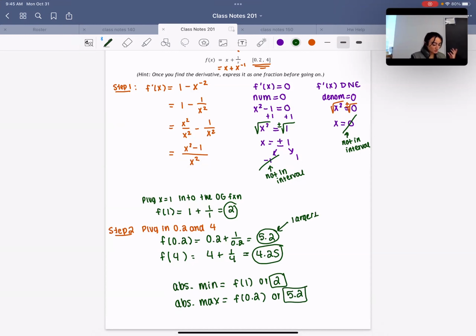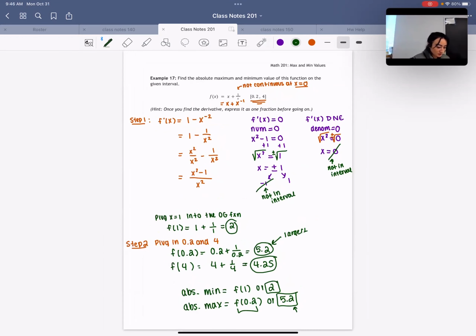Can I say that 0.2 is the absolute max? No. You can either say 5.2 or f of 0.2. Don't say that 0.2 is the absolute max, because that's an x value. When we talk about the absolute max, we're talking about y values. So either f of 0.2 or 5.2. Don't say 0.2. Any questions on example number 17?